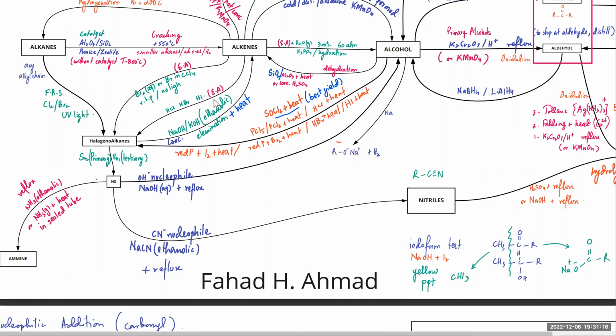Alkene bromination, hydrogen halides. We did NaOH or KOH elimination plus heat. You get an alkene back again. Free radical substitution of alkanes would form a halogenoalkane. Then you'll have nucleophilic substitution, SN1, SN2, and you'll get an alcohol. You'll get a nitrile, and you'll get an amine as well. Okay, so we did kind of finish all of the reactions over here.